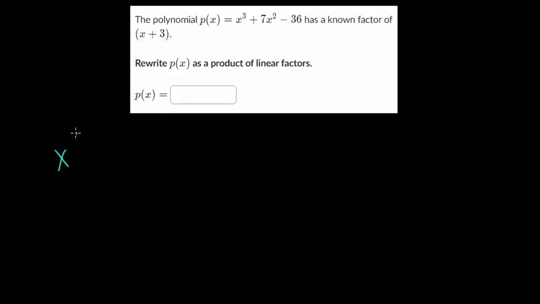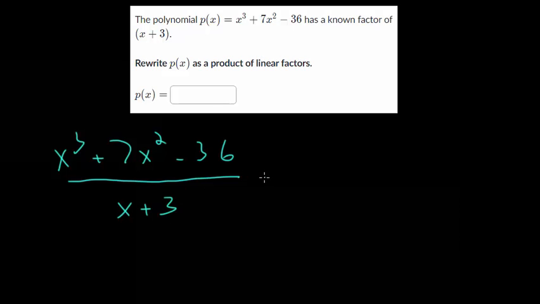So we're going to take our x cubed plus 7x squared minus 36, and we're going to divide it by x plus 3. And we should end up with some quadratic polynomial. Once we get that quadratic polynomial, we will further factor it so that we will have our 3 linear factors. To carry out this division, we're going to use long division.